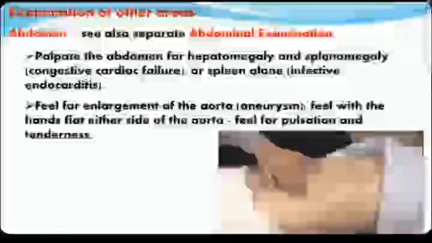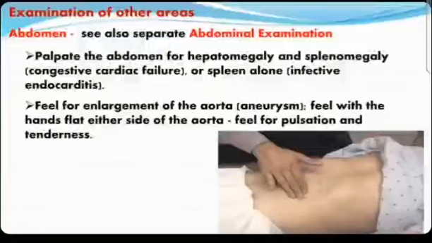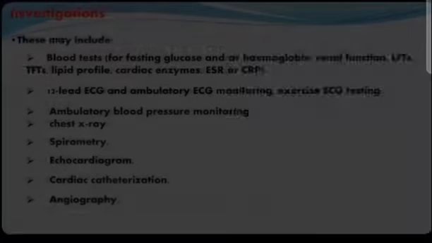Abdomen. See also the separate abdominal examination. Palpate the abdomen for hepatomegaly and splenomegaly: congestive cardiac failure, or spleen alone, infective endocarditis. Feel for enlargement of the aorta, aneurysm. Feel with the hands flat either side of the aorta. Feel for pulsation and tenderness.